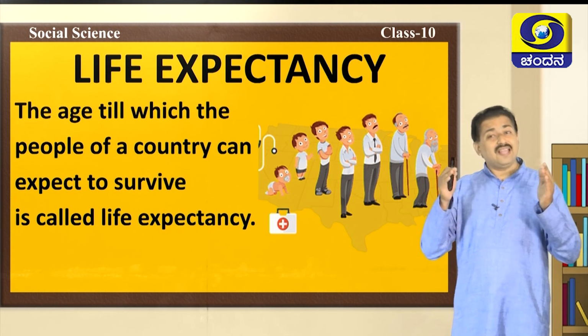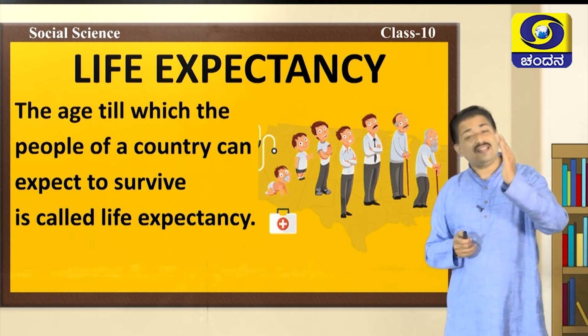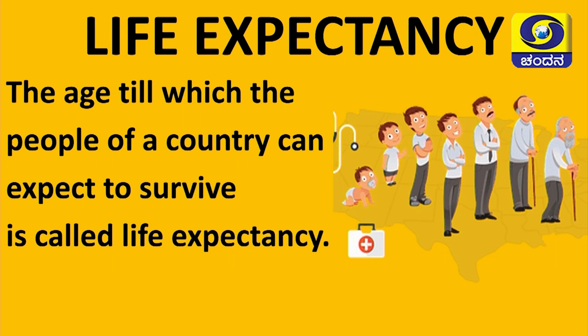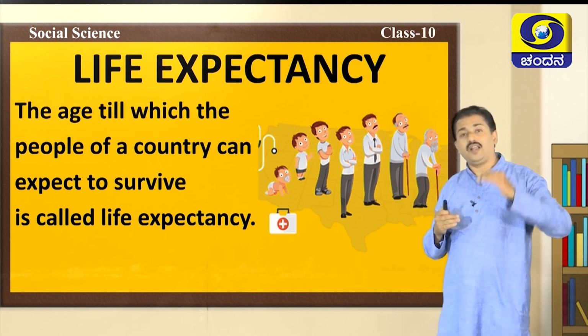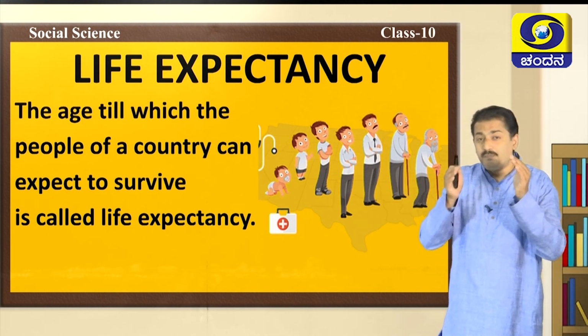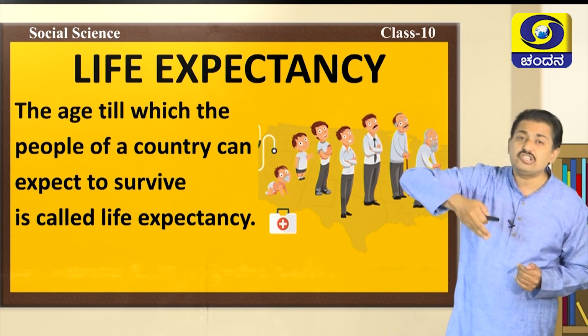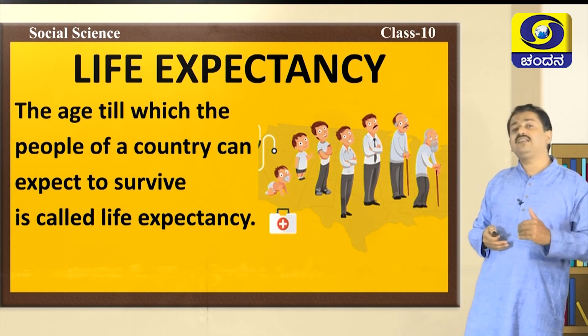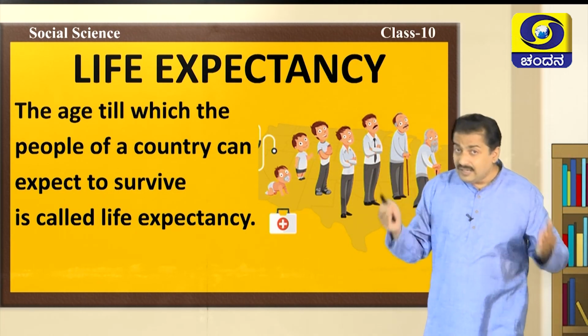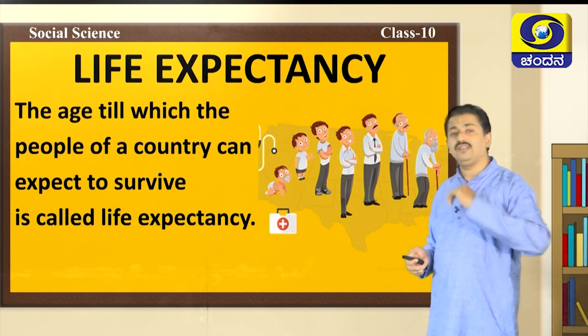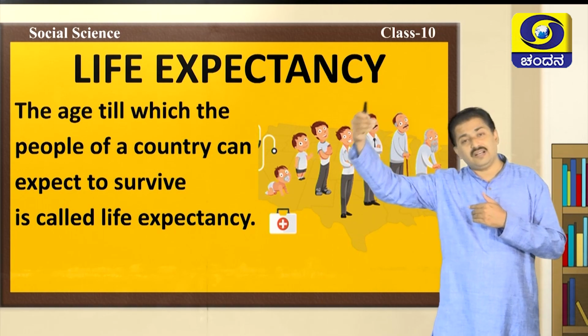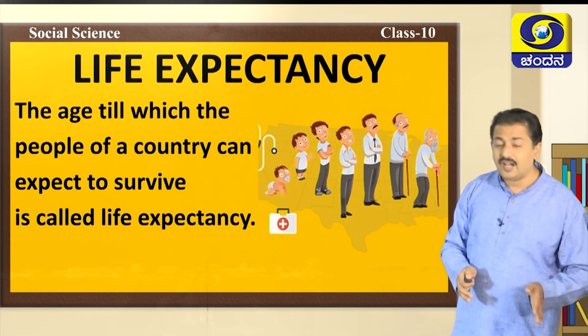Now, let us see the life expectancy. What is life expectancy, dear students? Life expectancy means the age till which the people of a country can expect to survive. For example, in Norway it is up to 81 years and in Russia it is up to 80 years. I mean, people are expected to live up to 81 and 80 years in Norway and Russia respectively. In England it is up to 75 years, but in India it is 65.5 years. That means compared to the western countries, the life expectancy in India is low.